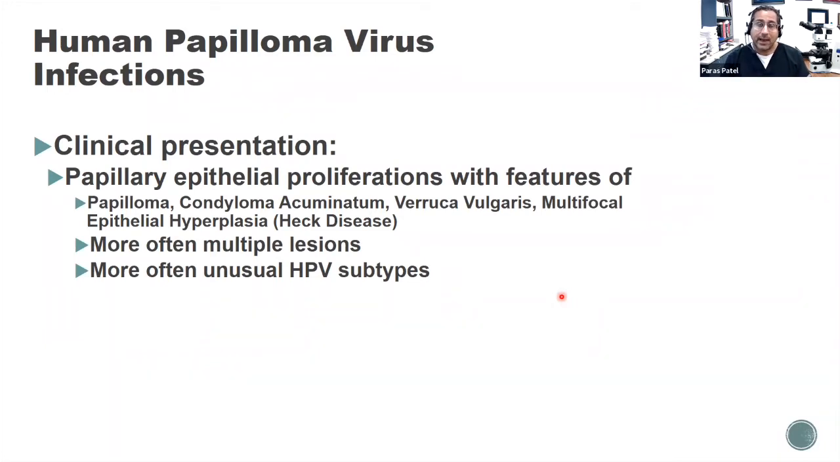Now, these are true papillary lesions, and oftentimes they're multiple and multifocal. And oftentimes you'll also see more unusual HPV subtypes, not the classic 6 and 11 that we see with a lot of the oral lesions that are, again, low risk and not oncogenic.